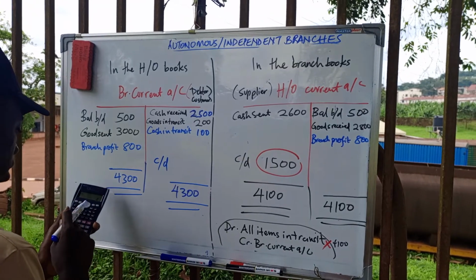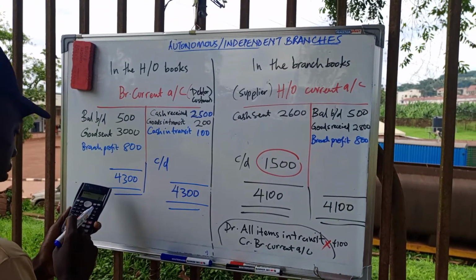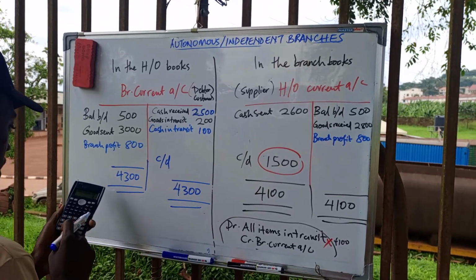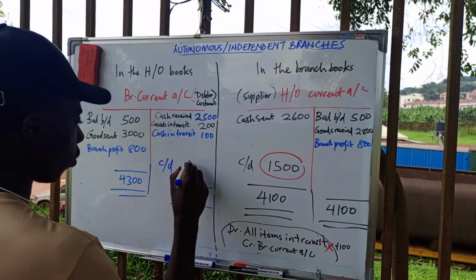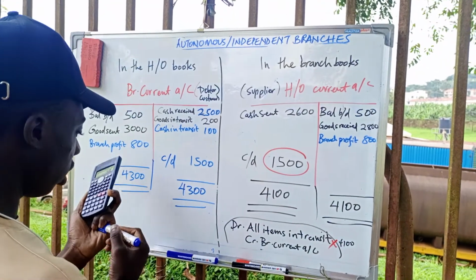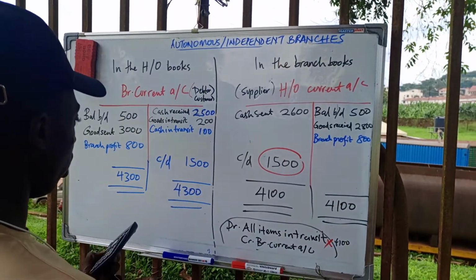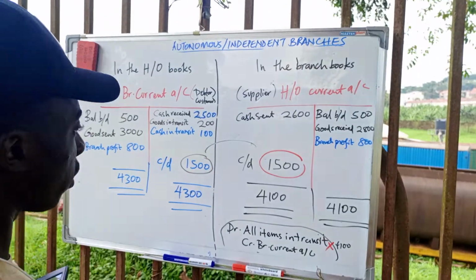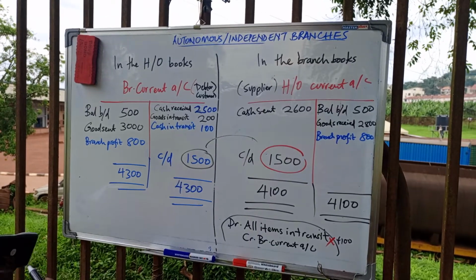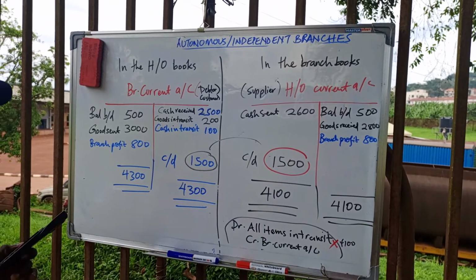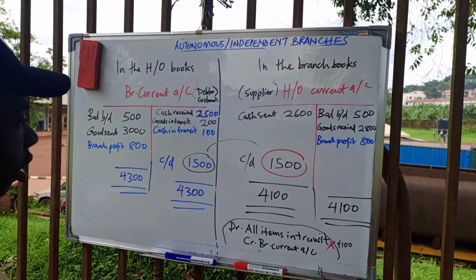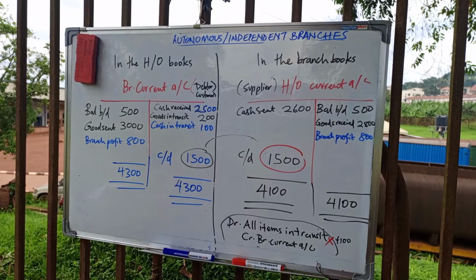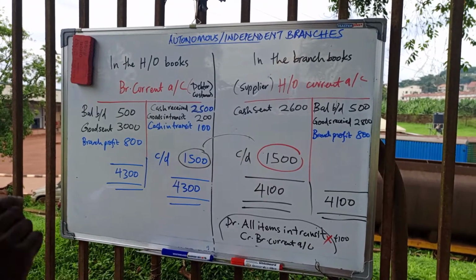Then 4,300, I want to get the closing balance now. Carry it down. 4,300 minus 2,000 minus, you'll be getting 1,500. So you are seeing that this figure at the end of the day, the closing balance of the branch current account is similar to the closing balance of the head office current account. Therefore, they have reconciled. So what brings the problem of those figures not being the same is items in transit, basically. So you have to reconcile. In other words, you have to pass the entries of items in transit to make those accounts reconcile at the end of the day.